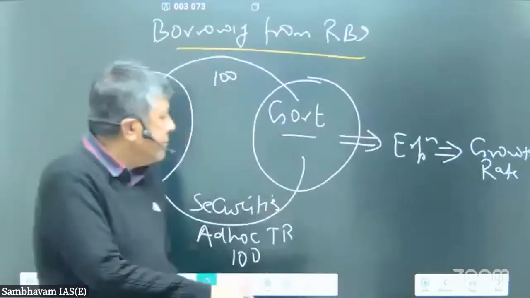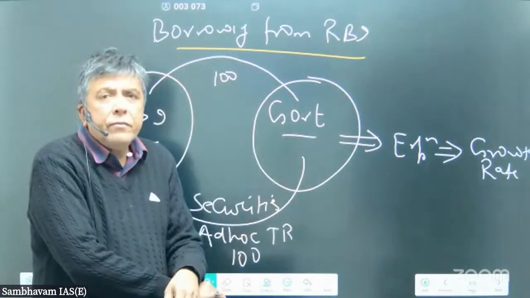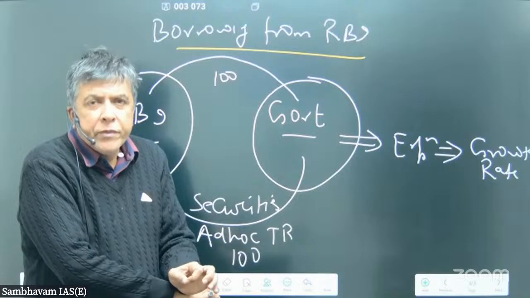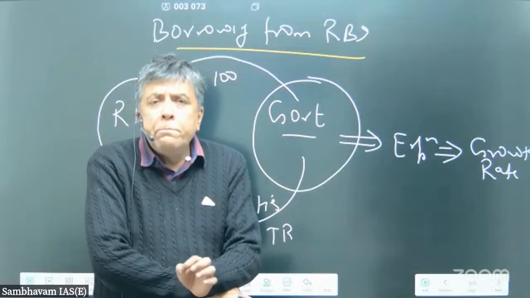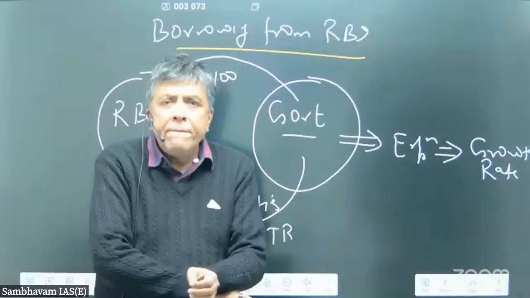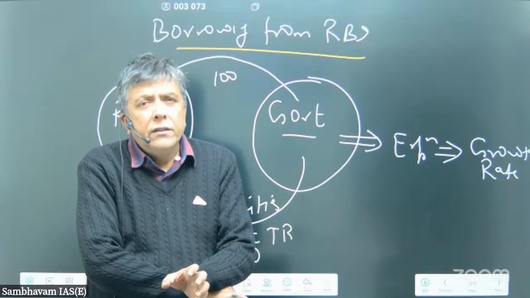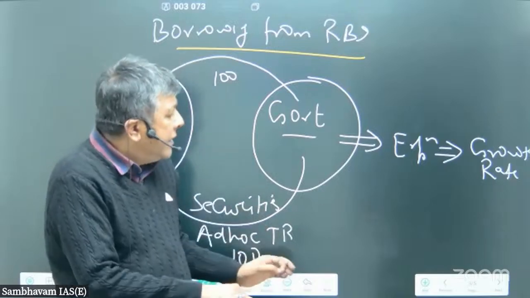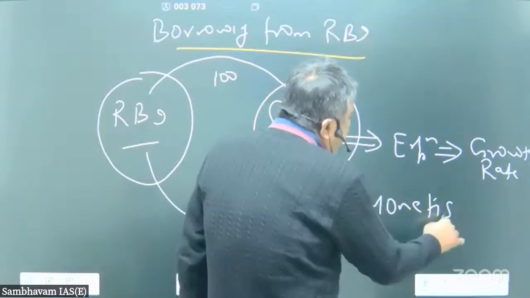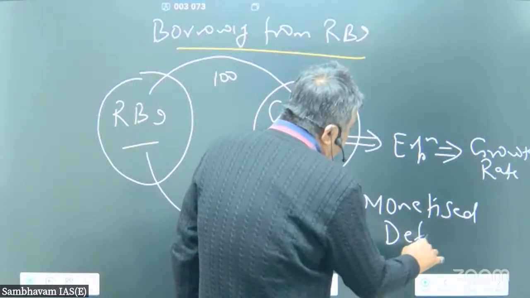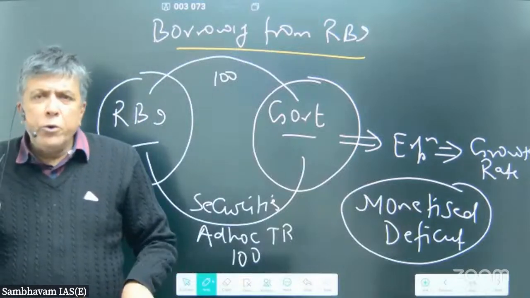See the sequence. The deficit of the government was financed by the RBI through printing of the notes. Deficit financing. The deficit of the government was financed by the RBI through printing of currencies. Fresh currency was printed. This point is clear, yes or no? And that's why it was known to be monetized deficit. The deficit was monetized. Note all these points, first understand.